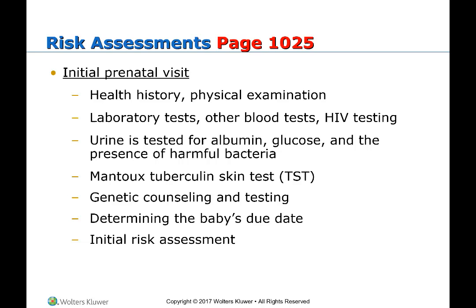Lab tests are going to be the basic blood type and RH factor. If the mother is RH negative, she will receive RhoGAM at the 28th week of gestation, or if there are problems before that, such as an invasive procedure like an amniocentesis, where there could be a problem of the blood mixing.